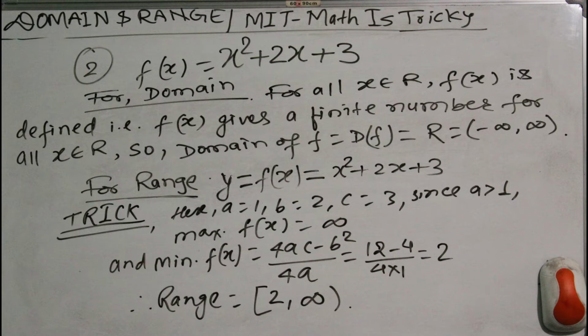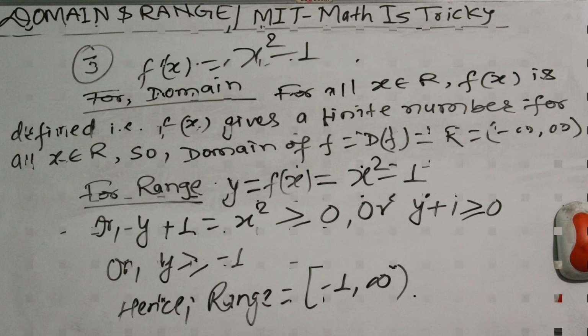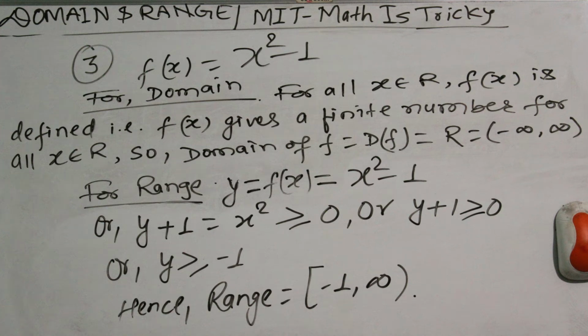Let's move to question number 3. So once again we have another question and it is in quadratic form, x square minus 1. So as before we can write the domain for this. It is easy as it is defined for all values of x. So the domain will be the set of real numbers.